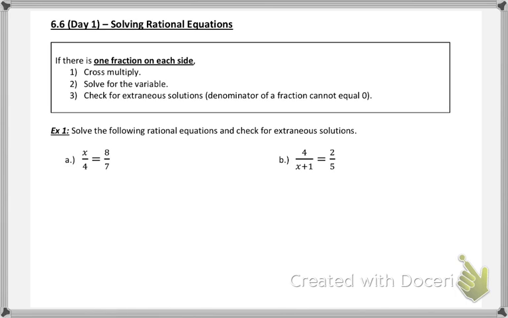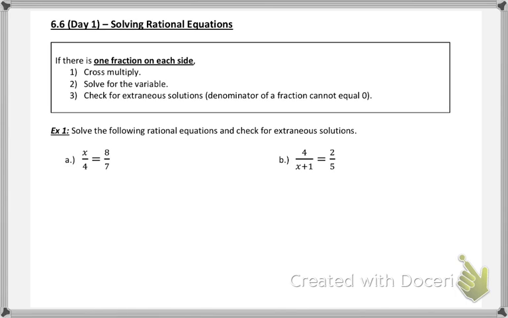It's a proportion. When you have one fraction on each side set equal to each other, what we can do is cross multiply and just solve for the variable. And then the last step, step 3, is you have to be careful when we have a fraction because we need to check for extraneous solutions.